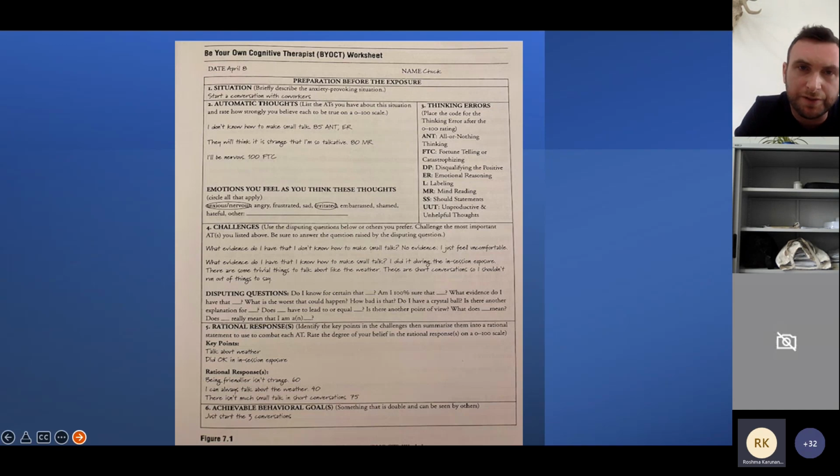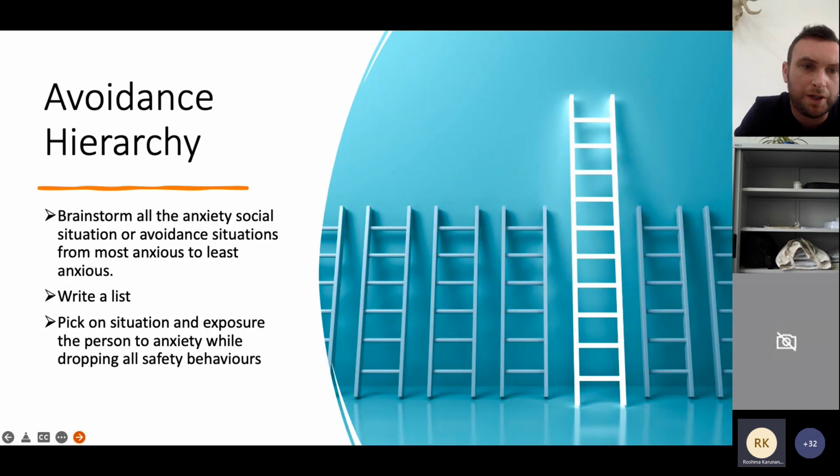That's some of the cognitive stuff that we can do with clients. Cognitive stuff is good, but behavioural stuff, I believe, is more powerful. And behavioural is where the person actually gets involved and starts to do things.